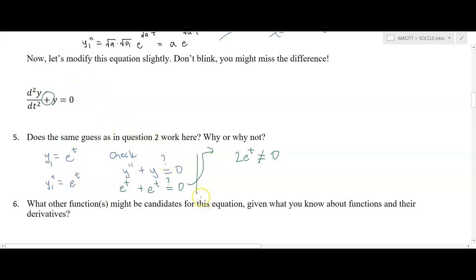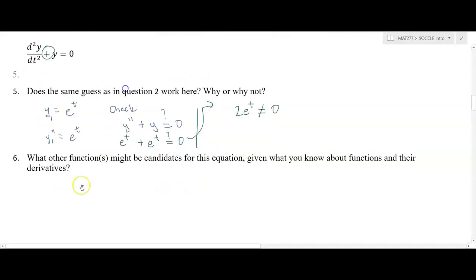Now, what other candidates do we think of? We already said that the function and its second derivative must somehow be related. That is, we notice that the function and its second derivative have to sum to 0. Well, that tells us that those two functions must be similar in some sense. So what other functions do we know that we can take derivatives of and still somehow retain the original function? For example, you can probably agree that if you had t squared, that wouldn't work because its second derivative is going to be 2, and 2 plus t squared is not equal to 0. So that wouldn't work.